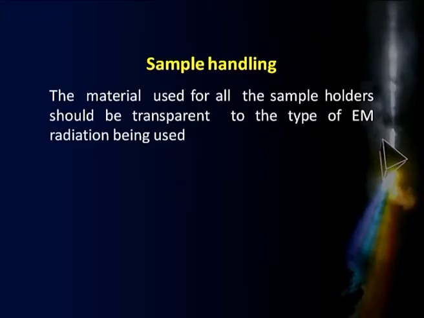Here again, the basic premise of any sampling device is that the material used for holding the sample must be transparent to the types of EM radiation being used. For example, if I am trying to do microwave spectrum or IR spectrum or UV-visible, whichever range I am talking about, I should use a material which is transparent to that range.